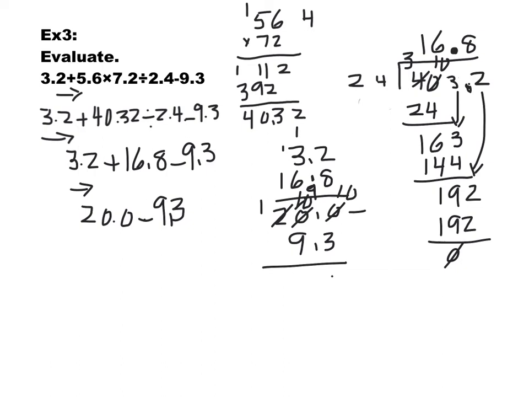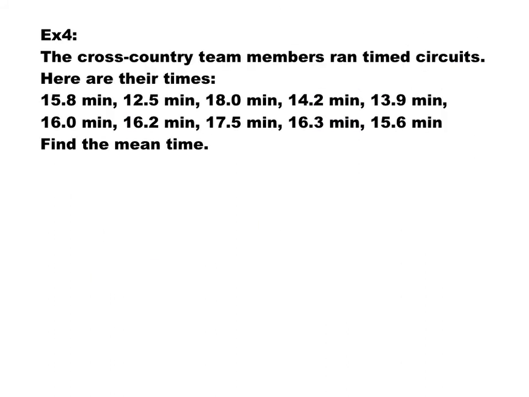10 minus 3 is 7. Decimal point. 9 minus 9 is 0. And then I had 1 here, so 1 down. So this means this expression is going to be simplified to 10.7.